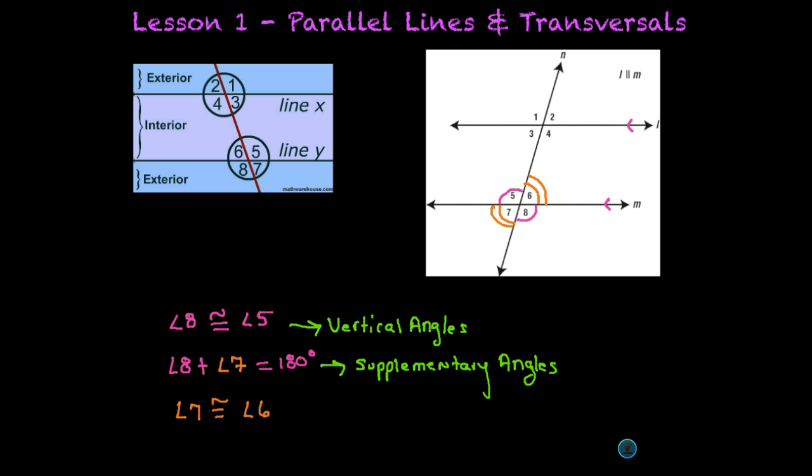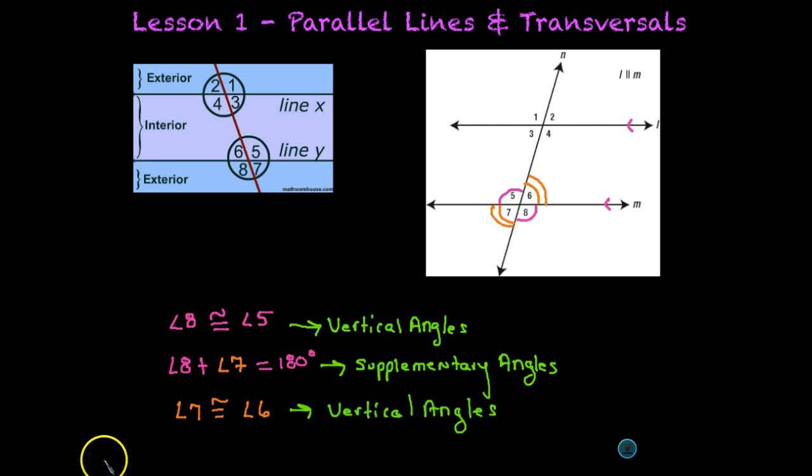And that is because of the same reason that angle 8 was congruent to angle 5. Those are vertical angles. All right, so we've identified all these angles in one of our parallel lines, where the transversal cuts. What about these angles up here? How can we find these angles from angles 5, 6, 7, and 8?